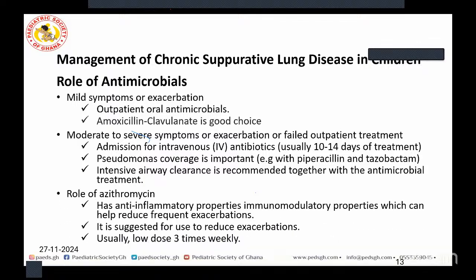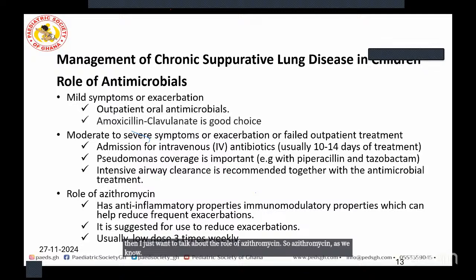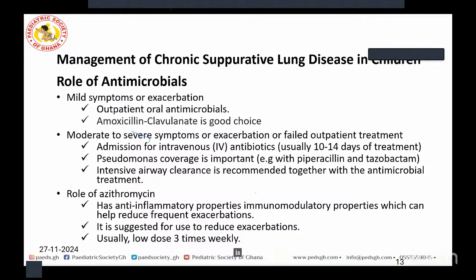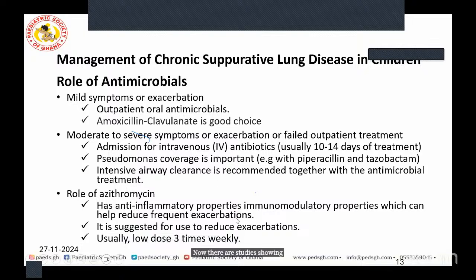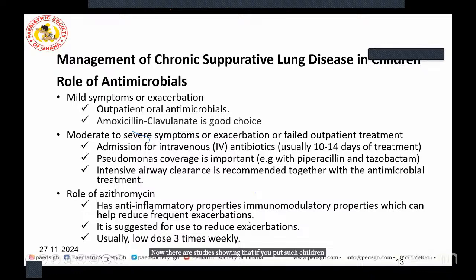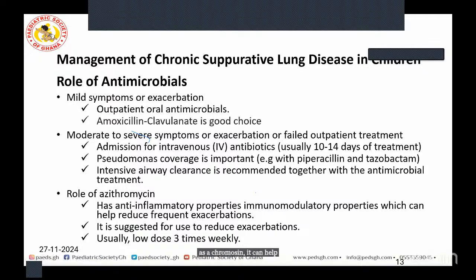Then I just want to talk about the role of azithromycin. Azithromycin, as we know, is an antibiotic, but it also has anti-inflammatory and immunomodulator properties as well, which can help children that have bronchiectasis or chronic suppurative lung disease that are coughing all the time and having frequent exacerbations. Now there are studies showing that if you put such children on low dose 3 times weekly azithromycin, it can help reduce the frequent exacerbations.